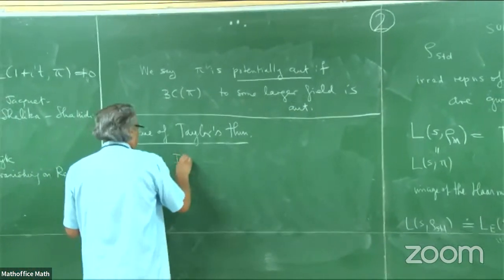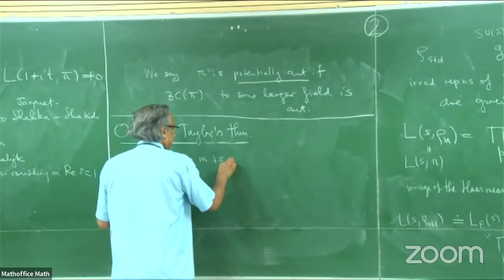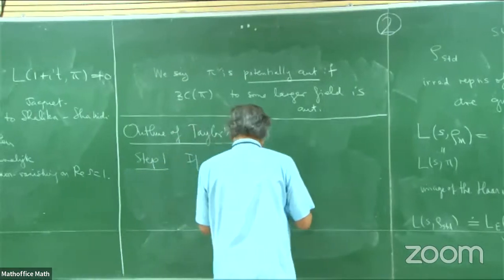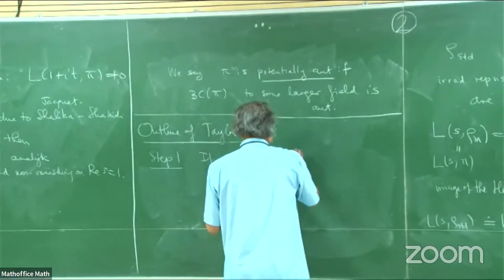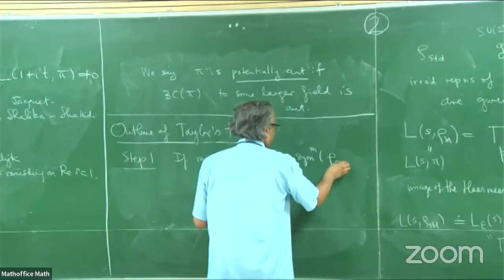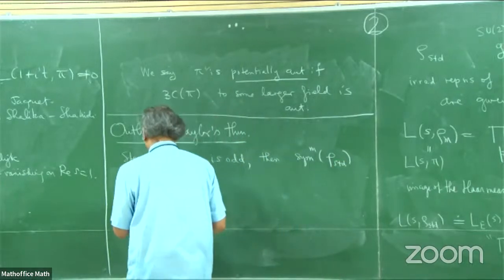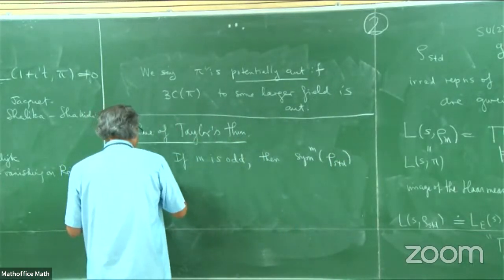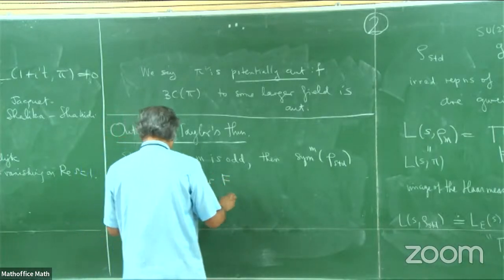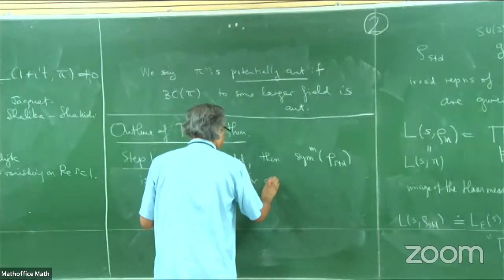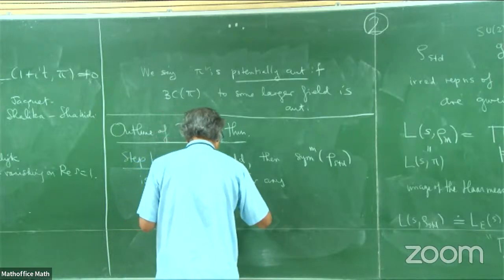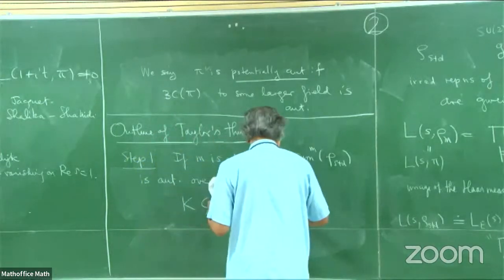So step one: if M is odd, then the symmetric mth power of rho standard is automorphic over F, for any K contained in F, contained in L, with L over F solvable.